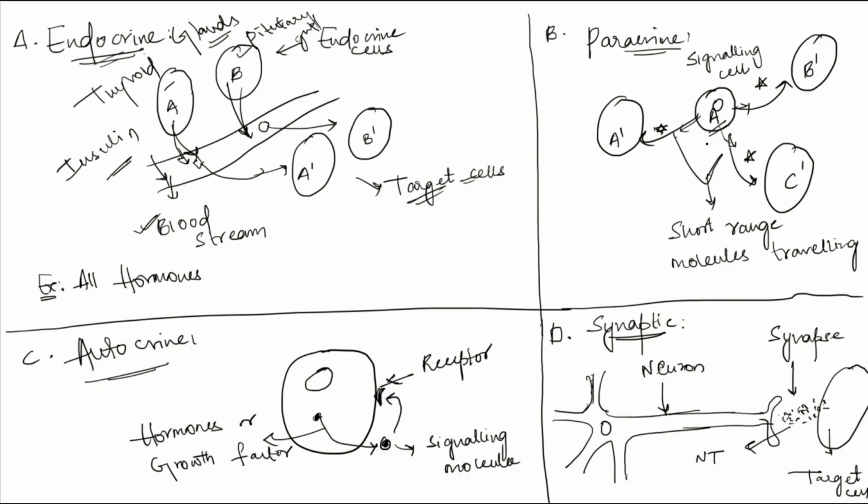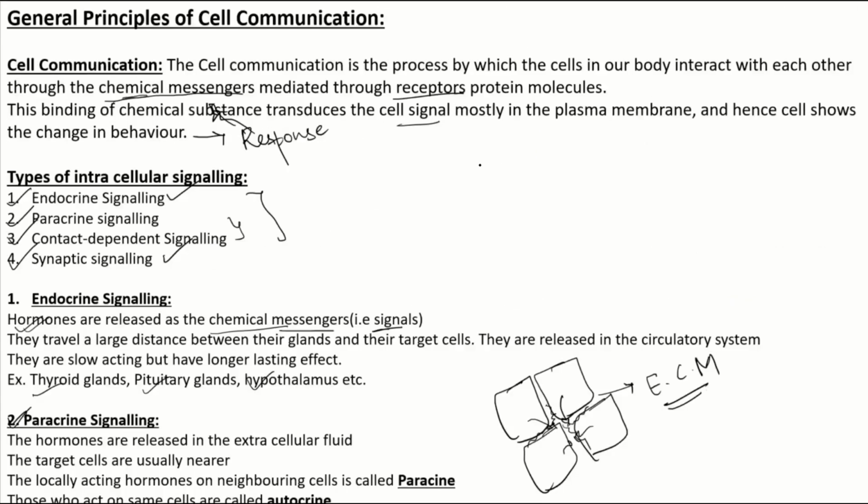Here it is releasing. The target cells, which I have denoted with A, B, C dash, are all the target cells. These target cells have to be nearer in order to respond, in order to bind that hormone. Basically, they have to be nearer to the signaling cell. So these are very short range molecules traveling. For example, this is the receptor and this is the hormone. When the hormone is released in the extracellular matrix, because the target cells are nearer, the hormone can directly bind to the receptor and hence show the response.